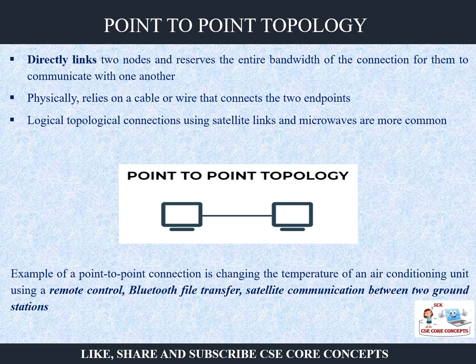Majorly they are used in changing the temperature of an air conditioning unit using a remote control. You have one dedicated remote control for your AC, or let's say a Bluetooth file transfer, where you transfer a file from your system to another system using Bluetooth. Those two devices are called point-to-point connected, with no other connection between them. Then you can have satellite communication between two ground stations, where a signal is broadcast and a receiver signal is there. This type of topology is called the point-to-point topology.